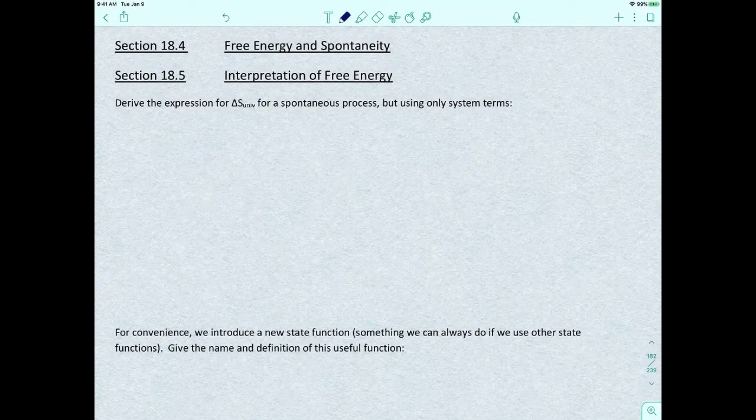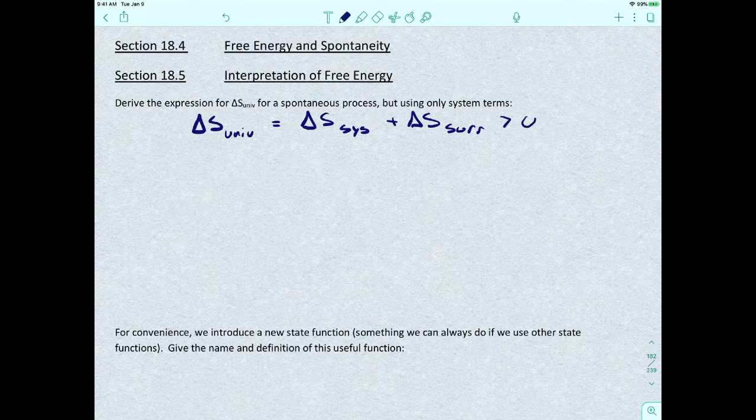All right, so let's see if we can derive an expression for the change of entropy for the universe for a spontaneous process, but we only do it in terms of using only system terms. All right, so here's what we got. In the last video, we talked about the change in entropy of the universe. That's equal to the change in entropy of the system plus the change in entropy of the surroundings, and this has to be greater than 0.